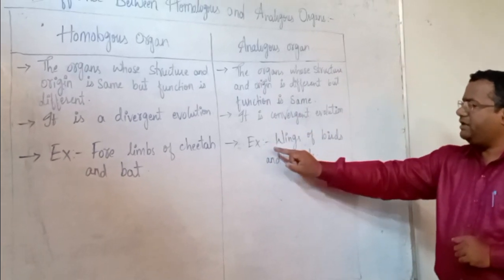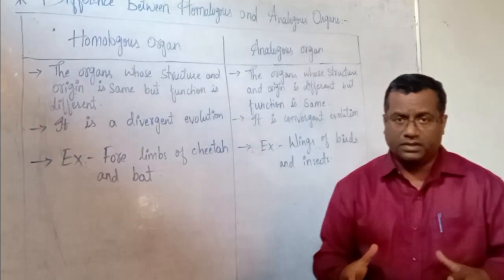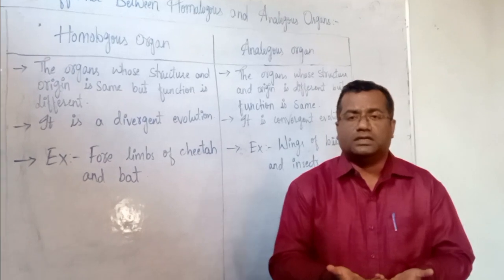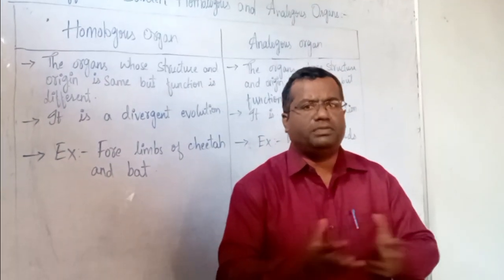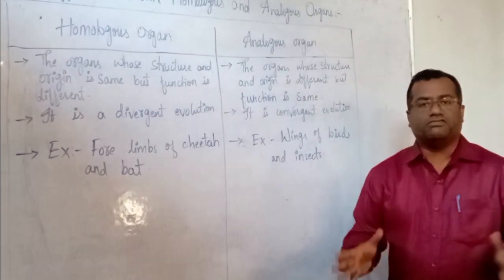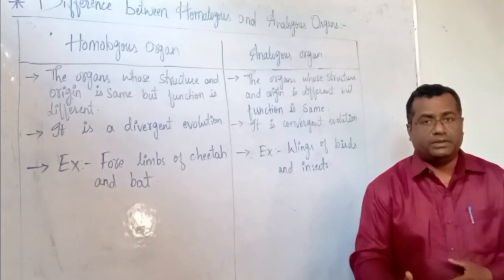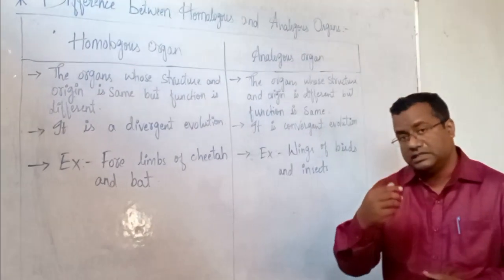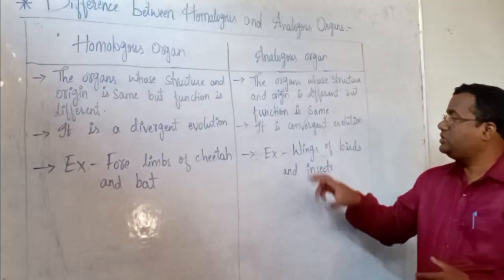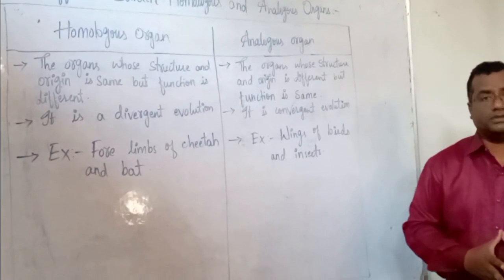See, analogous organs: the wings of birds and insects. Of course, the origin and the structure are completely different, but the function is the same, flying, because the habitat needs it. So for survivability, they have to show this kind of structure and this kind of function. That's why the evolution that happens is based totally on the demand of the place.